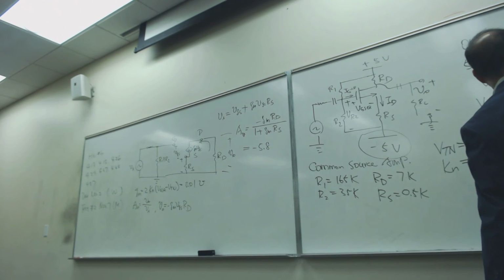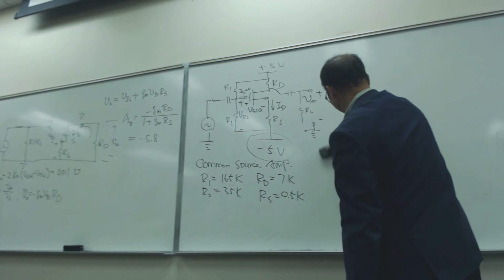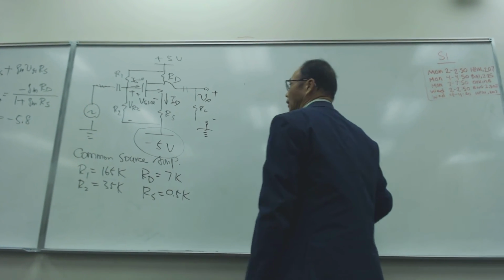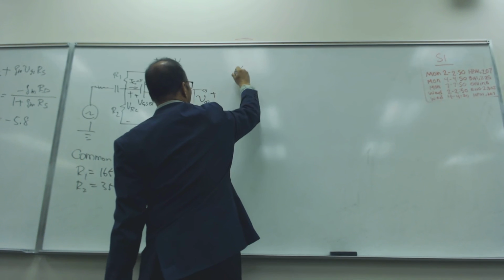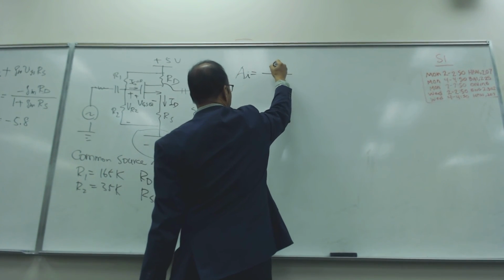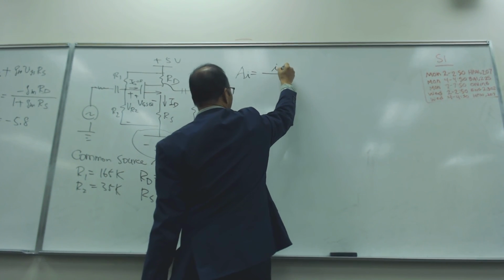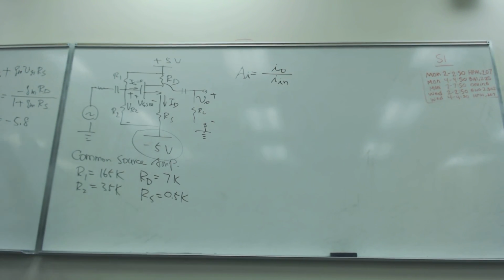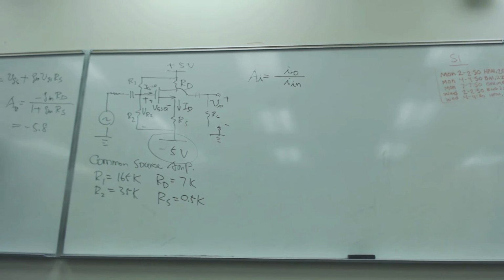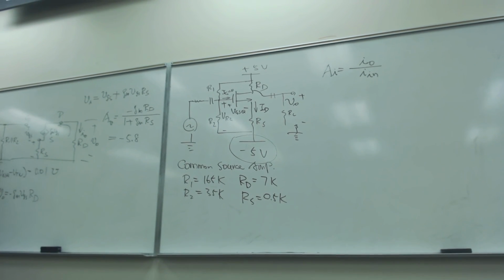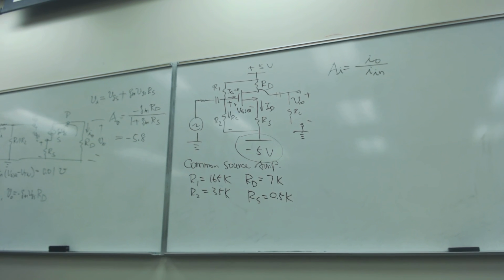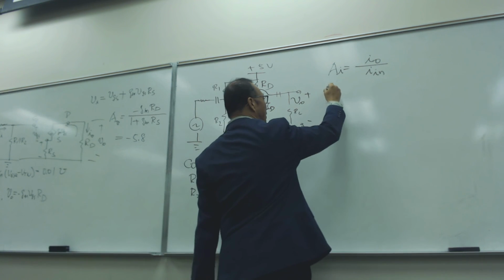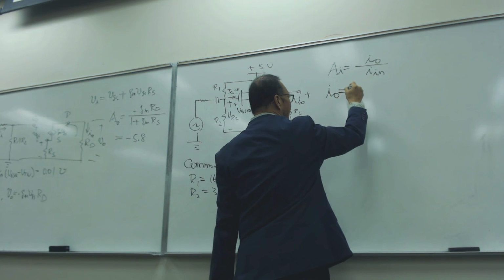Now let's try to figure out the current gain. So now I want to find out what A sub I is. And A sub I is equal to I out over I in. So this is what we call I out, and this is what we call I in. I sub I is very simple.